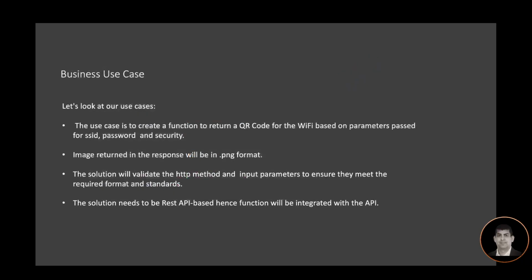Let's look at our business use case. The use case is to create a function to return a QR code for the Wi-Fi based on parameters passed for SSID, password, and security. The image returned in the response will be in .png format. The solution will validate the method and input parameters to ensure they meet the required format and standard. And the solution needs to be HTTP API based, hence the function will be integrated with the API.